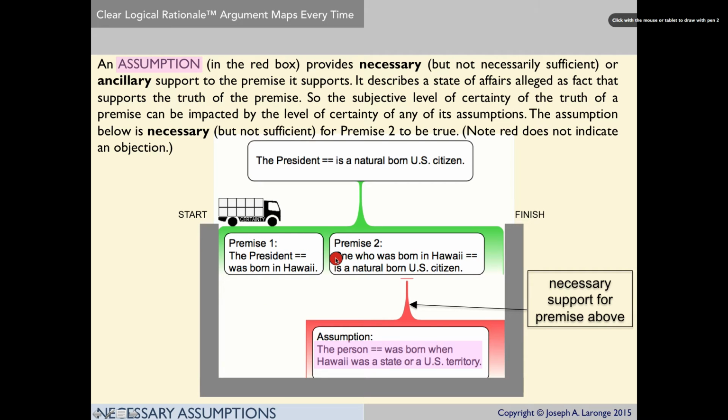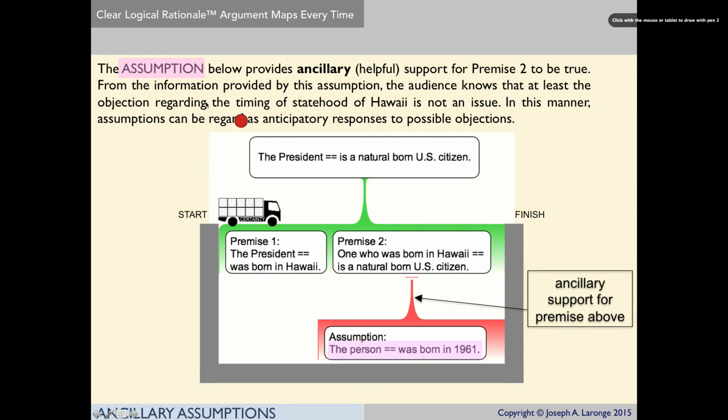Notice it's not about the inference linking, the connection between the linked premises. This assumption only applies to the premise that's above it. Also, the assumption below provides ancillary or helpful support for premise 2 to be true. So remember, assumptions can either be necessary or ancillary. From the information provided by this assumption, here, the person was born in 1961, the audience knows that at least the objection regarding the timing of statehood of Hawaii is not an issue. So in this manner, assumptions can be regarded as anticipatory responses to possible objections.